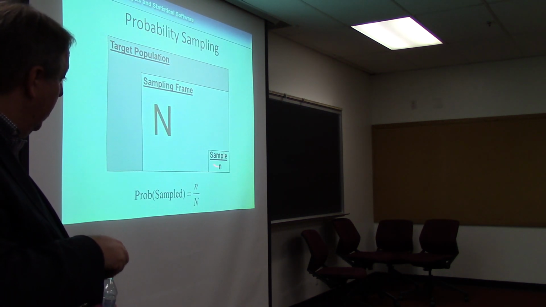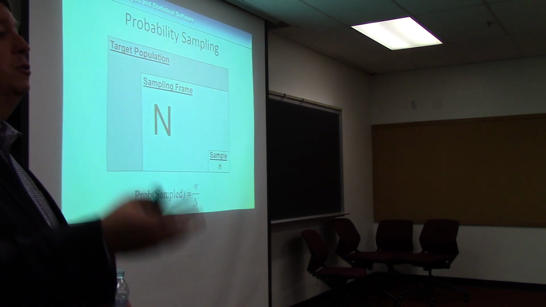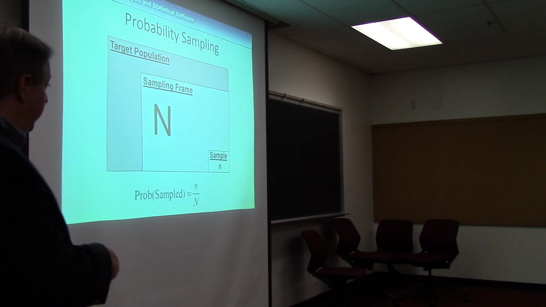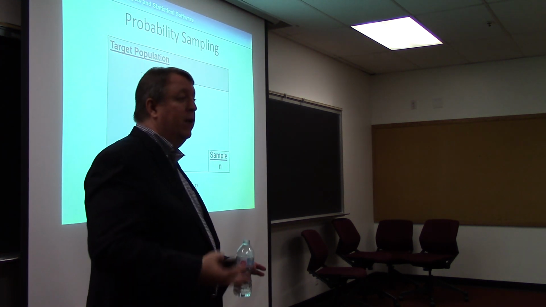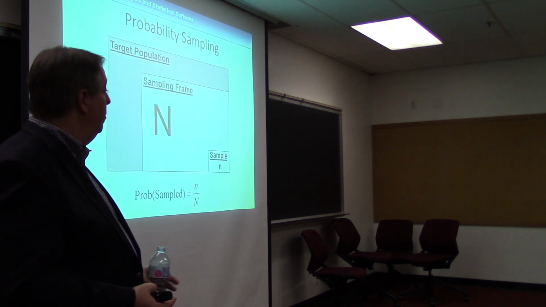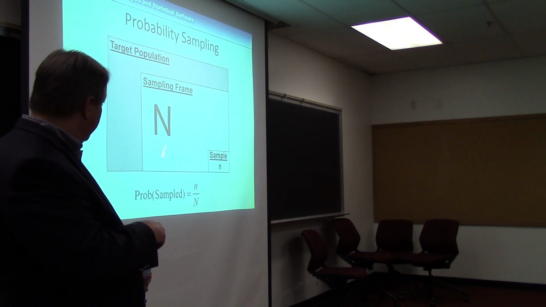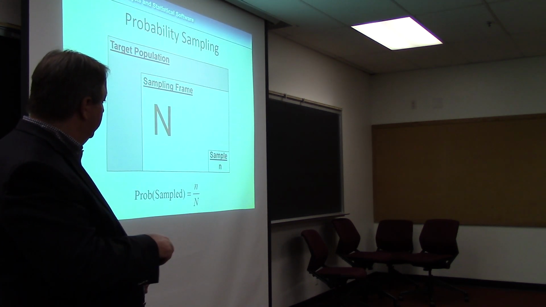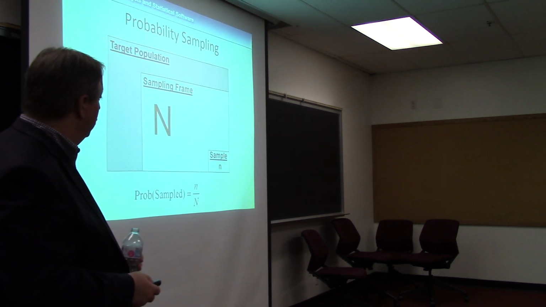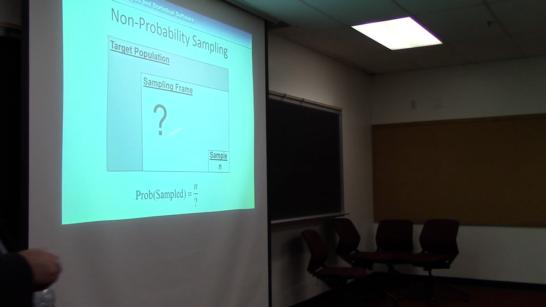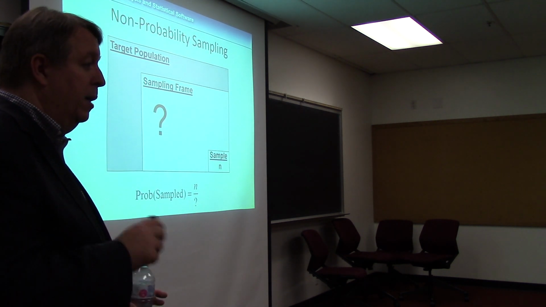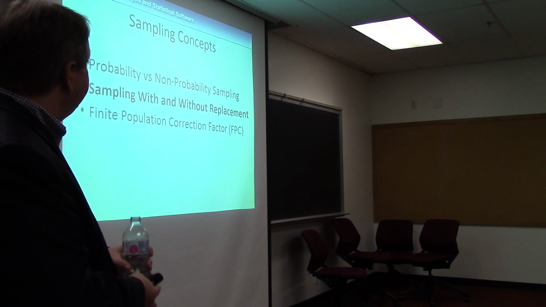But if I'm going to draw n of those, I have a 1 over 30,000 plus another 1 over 30,000, and if I do that n times, the probability that any person gets sampled is n divided by big N, little n divided by big N. So that's the idea of a sampling frame and a sample and drawing a probability sample. I can calculate the probability that any particular person in the sampling frame ends up in my sample. If I don't know that number, the big N, then I have a non-probability sample.